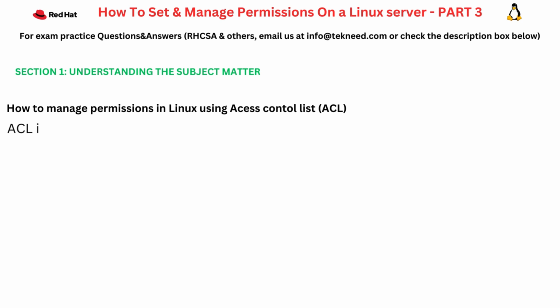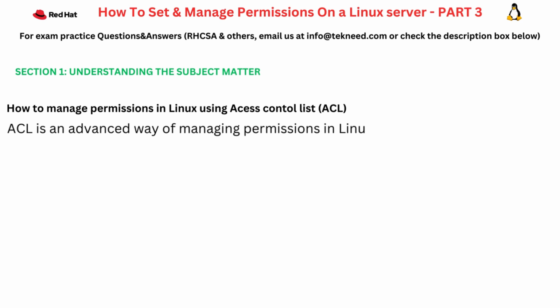So, what is access control list? From the word access control list, it just simply means that it's a list of access that is being controlled. It's just as simple as that. So, access control list is an advanced way of giving permissions to users on a file. I usually call access control list advanced permission mechanism.